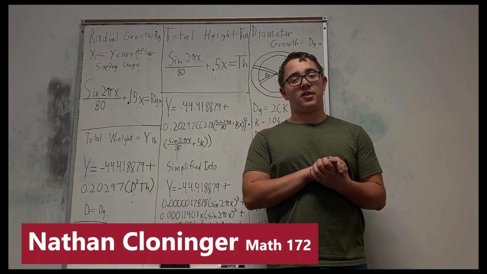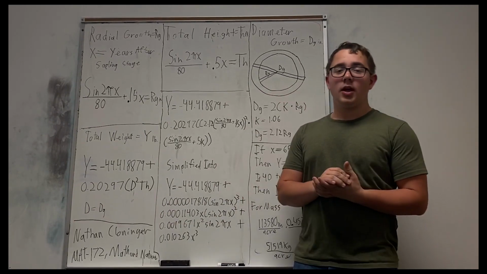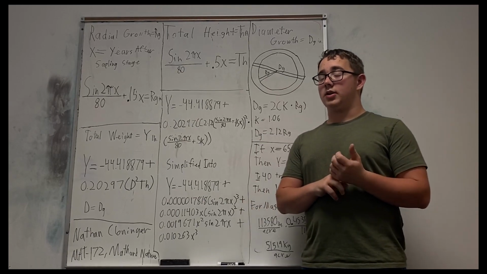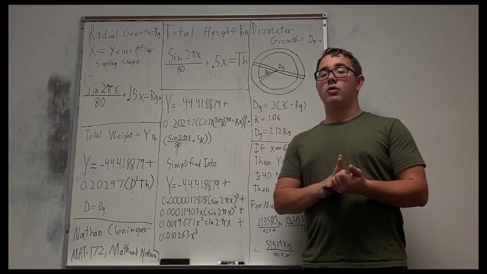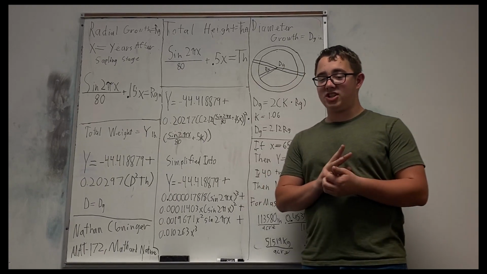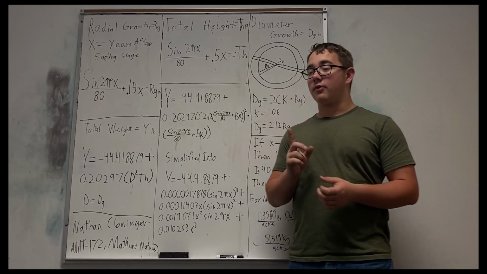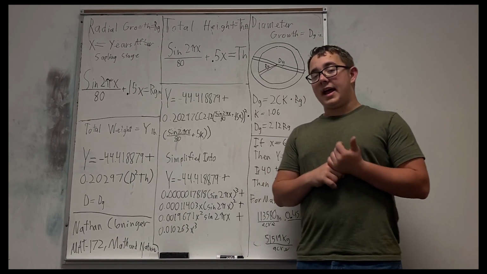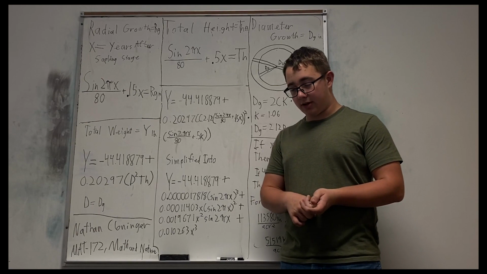Today we'll be trying to find the mass of a tree, given that it is a pine tree, a longleaf pine tree. They're all uniform, they all grow at the same rate, they all grow at 1.5 inches per 10 years. There are 40 trees in an acre, and they grow at half a foot per year in total height.